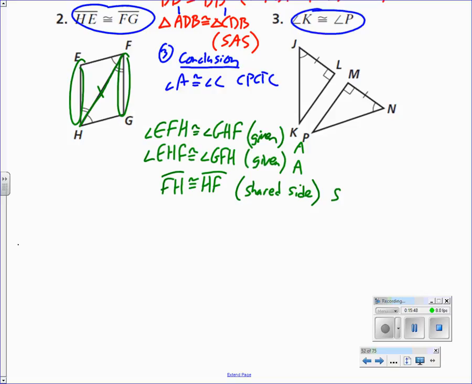So we can write the triangle congruent statement here for the whole triangle, so that's triangle EHF congruent to triangle GFH. And the reason here is angle, side, angle congruence.